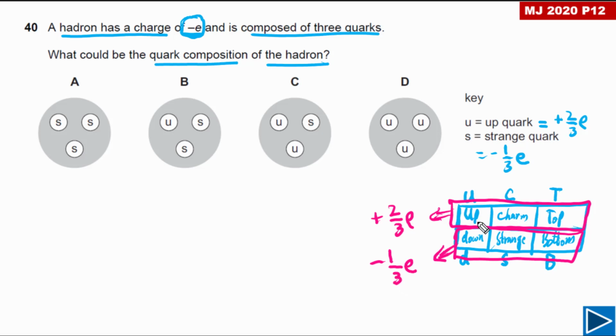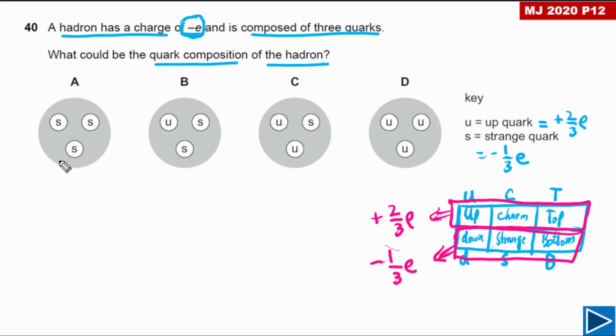If you look at up, charm and top, we are talking about something higher, so that's the reason this charge is higher. But when we talk about down, strange, bottom, they sound like something lower, so that's the reason this charge is lower. So this is one way you can remember that the charge on up, charm and top quark is plus 2 by 3e, and the charge on down, strange and bottom quark is minus 1 over 3e.